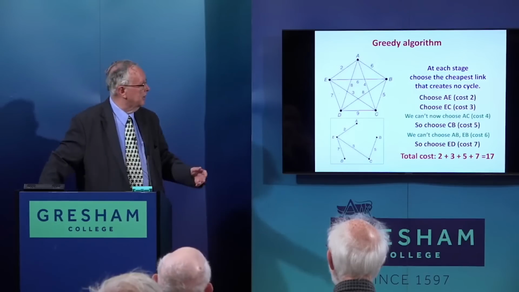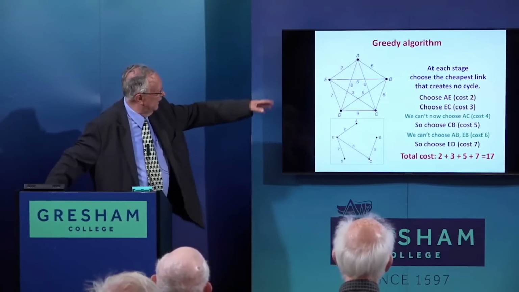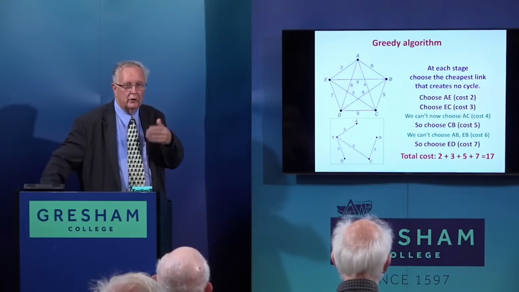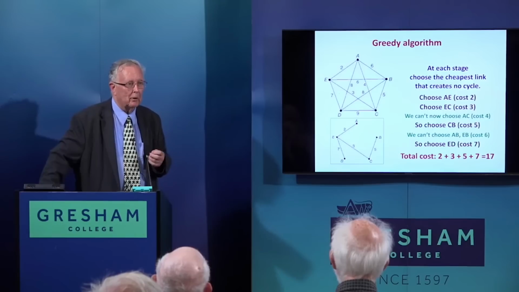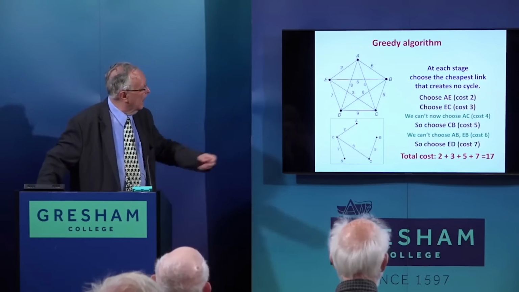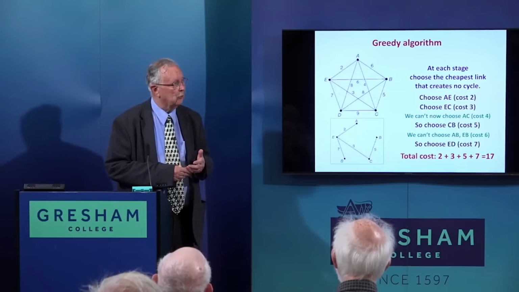It may produce, if some of the costs are the same, it may produce different trees, but it always produces a solution to the problem, a tree with minimum cost. And if all these costs happen to be different, then in fact the answer is unique. There's just one solution.